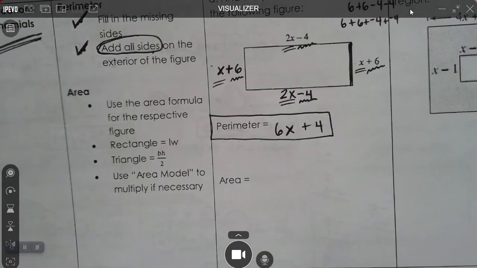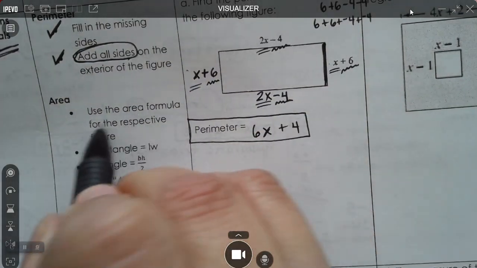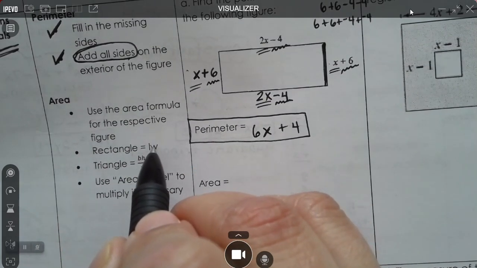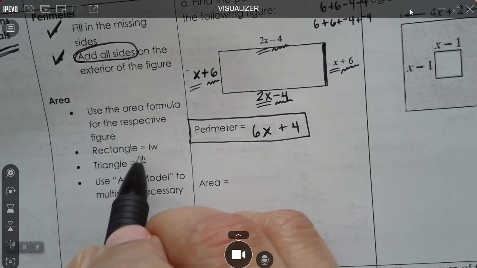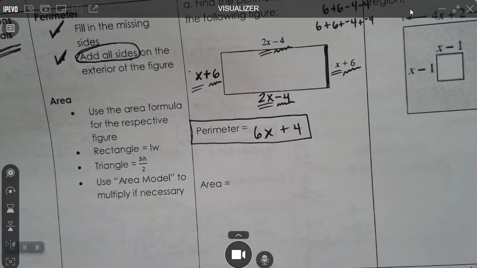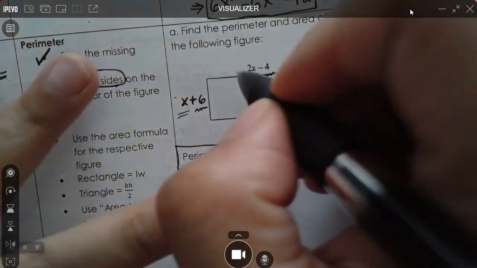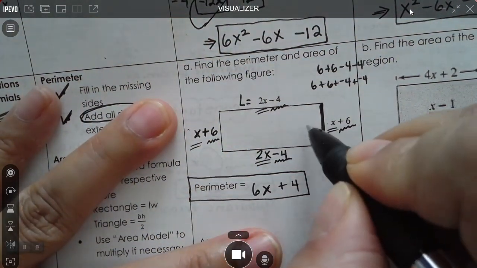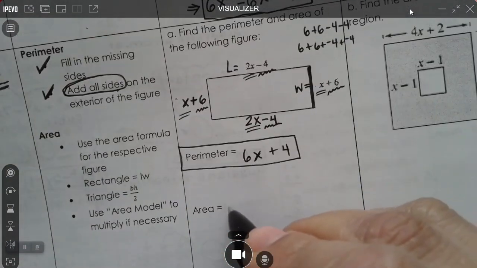Now for the area. For the area, we got to use the area formula for the respective figure. Since this is a rectangle, it's going to be the length times the width. If it was a triangle, it would be the base times the height divided by 2. And then we use the area model to multiply if necessary. So we're going to call this one the length, and we're going to call this one the width. Any questions on that?